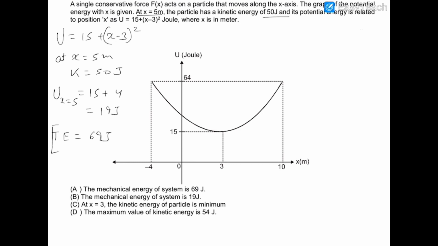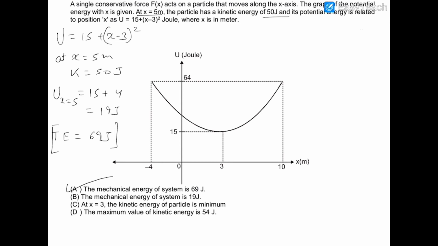Now we all know that the total mechanical energy in a motion in which there is no external force and there is no non-conservative force is constant. So here there is no external force and there is no non-conservative force. Therefore I can say that the total mechanical energy of this system will remain constant and equal to 69 joules, which is the correct option A.